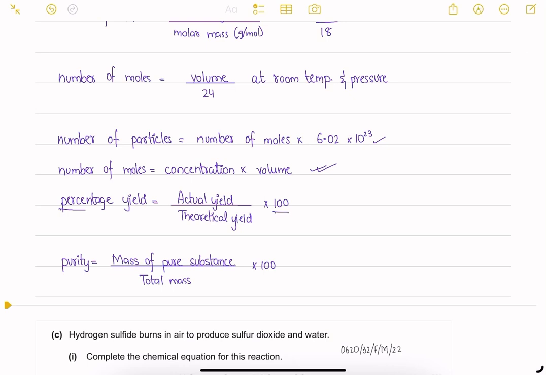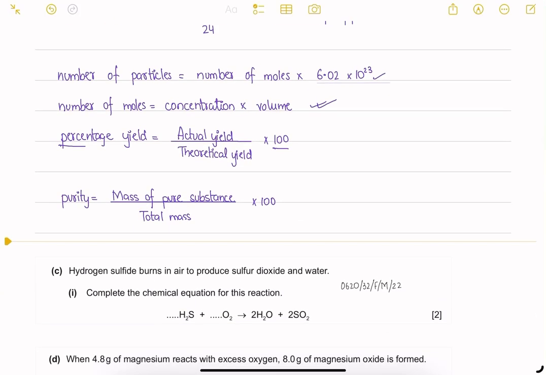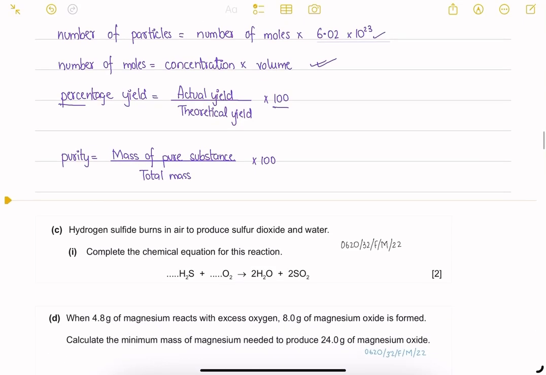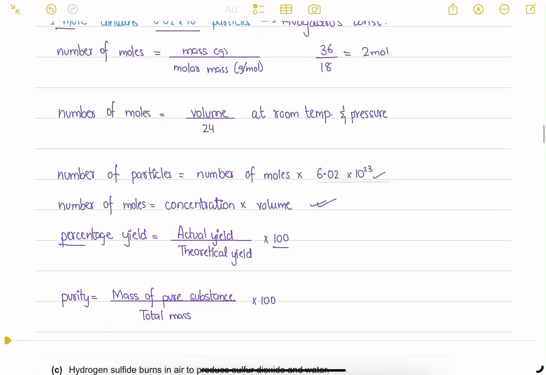Then we have percentage purity. Percentage purity is the mass of pure substance divided by the total mass, and we multiply it by 100 to get the percentage purity. So these are the key formulas of this chapter and these need to be memorized.